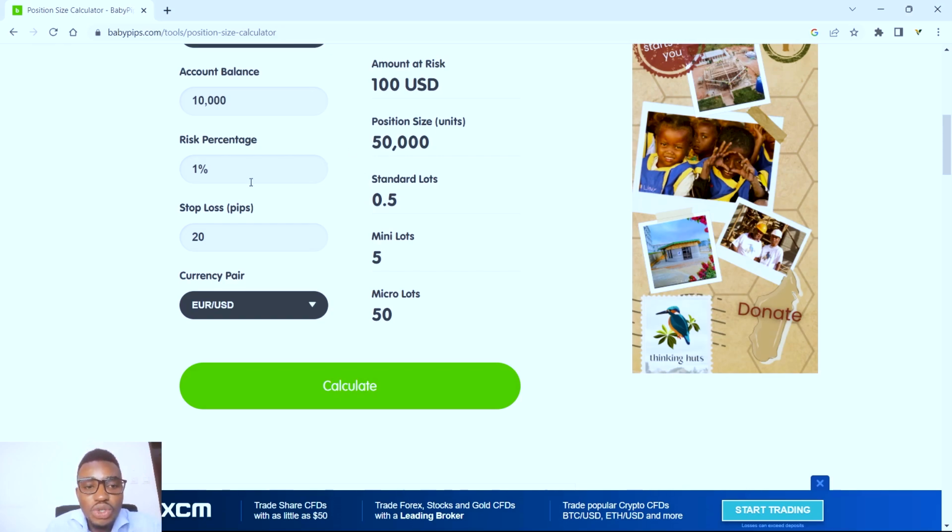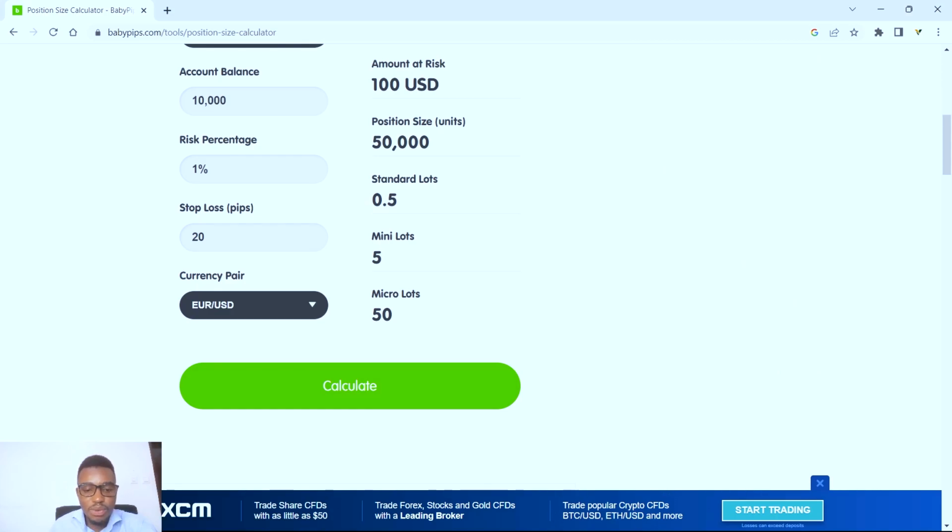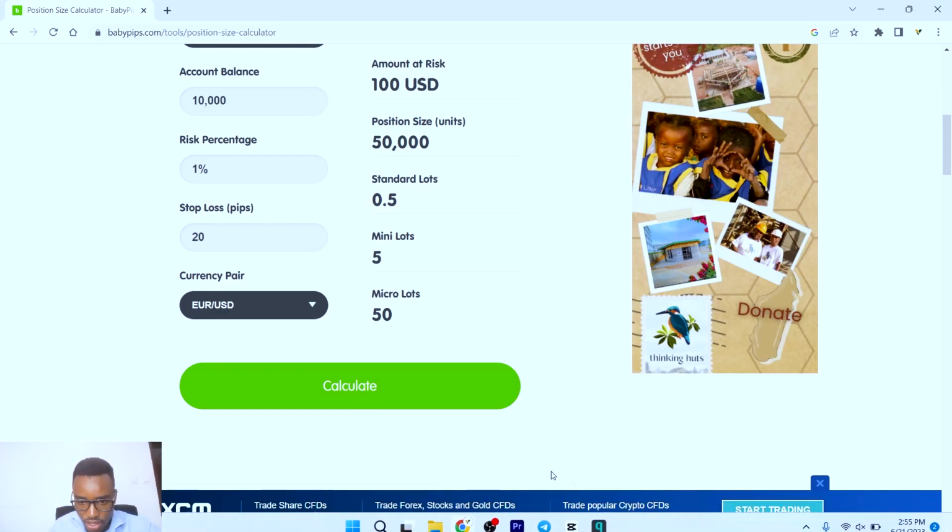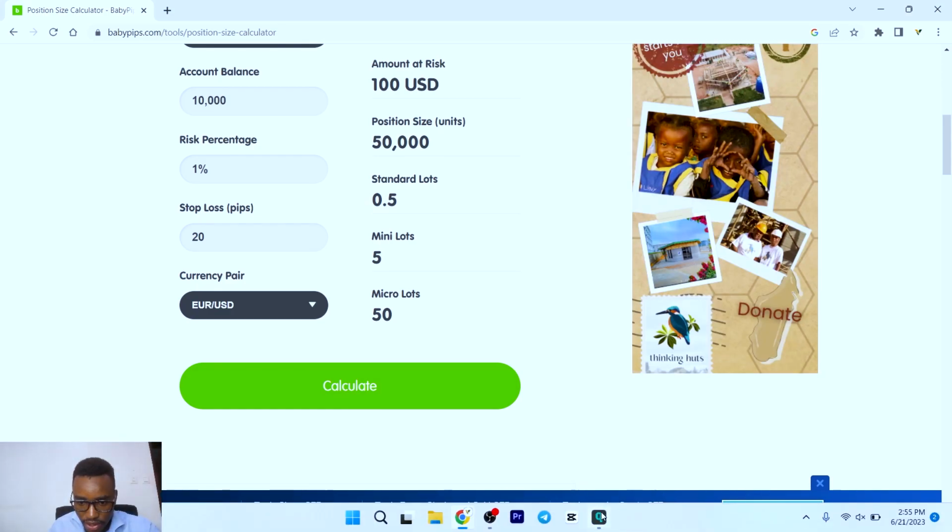And pay attention to standard lots. This means that the lot size I'll be using should be 0.5. Risking 1% of my account with a stop loss of 20 pips, the standard lot I'll be using would be 0.5. Now, when price hits my SL, I'll be risking just $100, which is equivalent to 1% of $10,000. It's quite simple, quite clear, easy to understand. So let me just place an example.